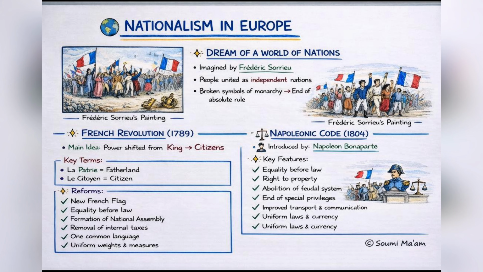Some of the points I have mentioned in the video, just listen carefully to the explanation. You can get back to me in the comment boxes. New ideas like La Patrie, that is the fatherland, and Le Citoyen, that is the citizen, promoted the idea of a united community with equal rights under a constitution. Moreover, there was the adoption of a new French flag, replacing the former royal flag.